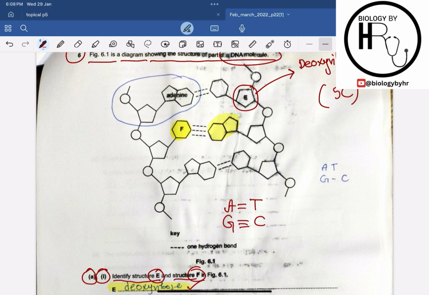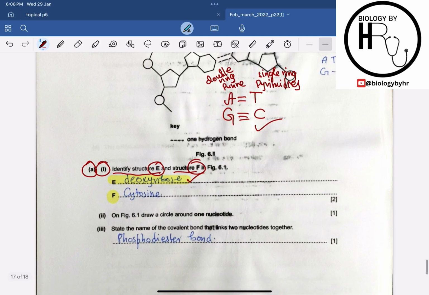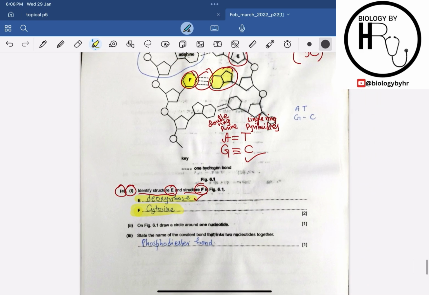The double ring structures are known as the purine, right? And the single ring structures are known as the pyrimidine, right? So if this structure, which is the pyrimidine, is binding with the purine and it is having 3 hydrogen bonds, it means that it is a cytosine, right? So this is how we are going to conclude it in the exam as well. We have to keep our mind very active while solving these type of questions.